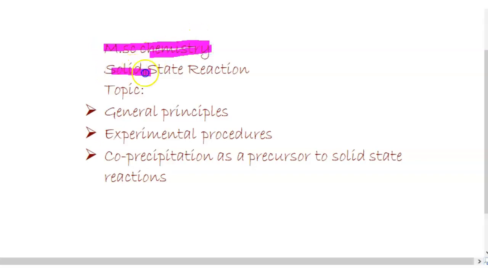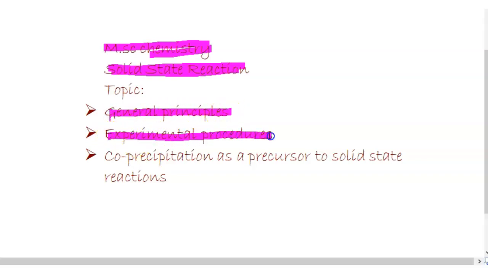Today we will discuss solid state reaction. This is from MSc Chemistry, semester 4, unit 3, from the Photochemistry and Solid State subject. And in this video we will discuss the topics: general principle, experimental procedure, and co-precipitation as a precursor to a solid state reaction.